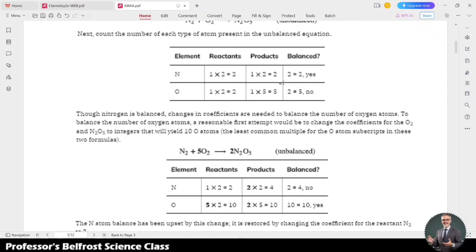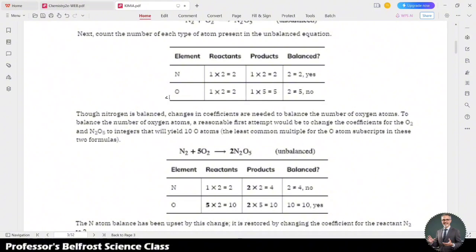Yes, you know it. The least common multiple of these two numbers, 2 and 5. What is the LCM? Yes, you're right. The least common multiple of 2 and 5 is 10. 2 times 5 is 10. So we need to make this into 10, so we place 10 oxygen.